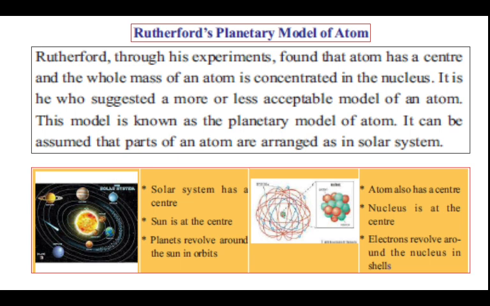It can be assumed that the parts of an atom are arranged as in the solar system. In the solar system, there is a center and the sun is the center. Planets revolve around the sun in orbits. Whereas in the atom model, the atom also has a center, the nucleus is at the center, and electrons revolve around the nucleus in shells.